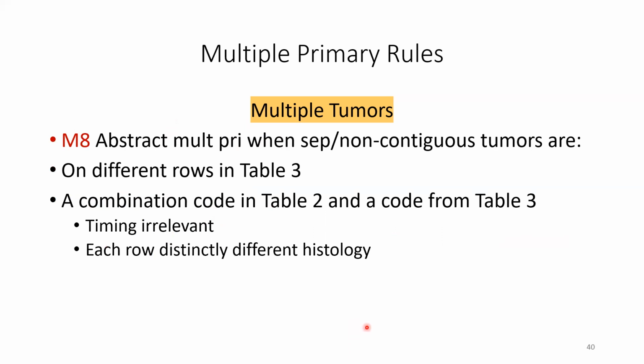Okay, so M8, these are different rows in table 3, or you could have a combination code from table 2 and a code from table 3. So these are distinctly different histologies. Again, timing is irrelevant.